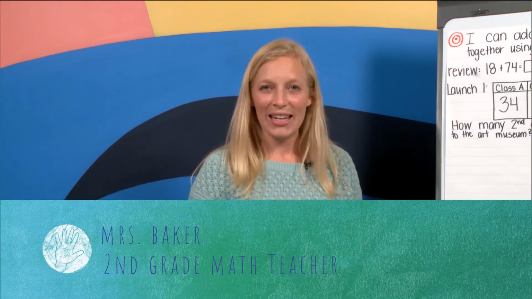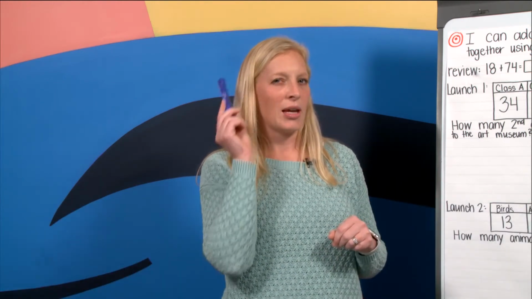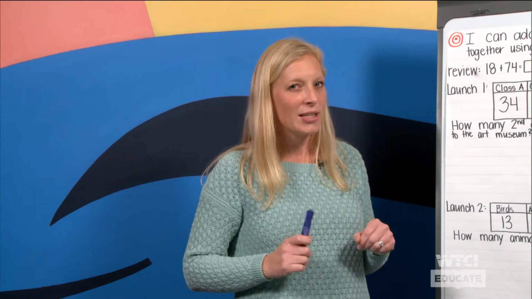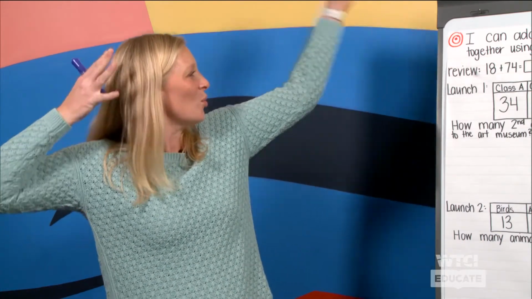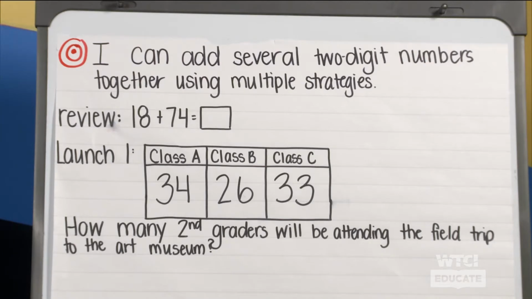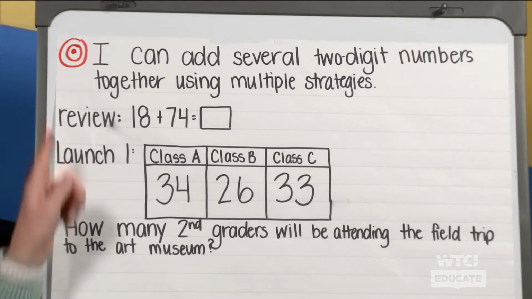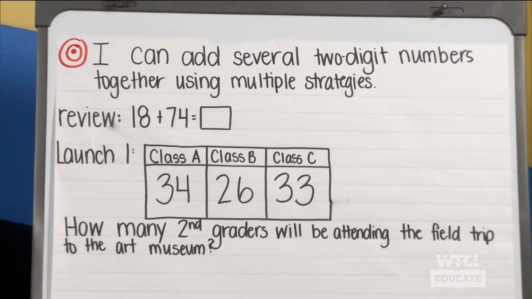Today, as we look at our learning target, we're going to be using what we learned last week and putting it to practice again this week. Let's get our bow and arrows ready and shoot. I can add several two-digit numbers together using multiple strategies. There are some words in there that are tricky. Let me read that again. I can add several two-digit numbers together using multiple strategies.